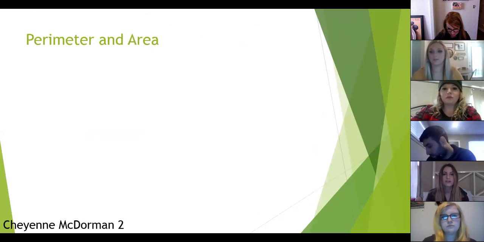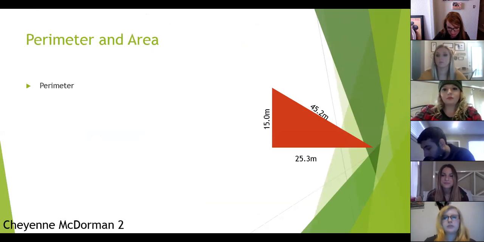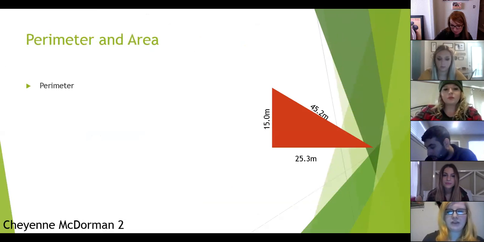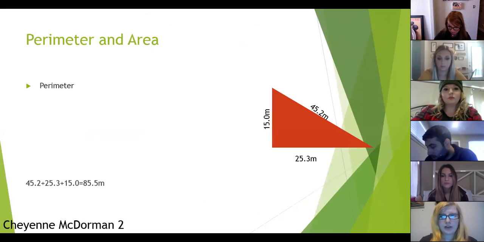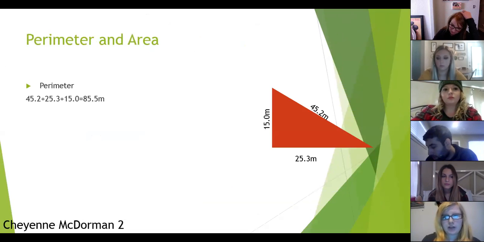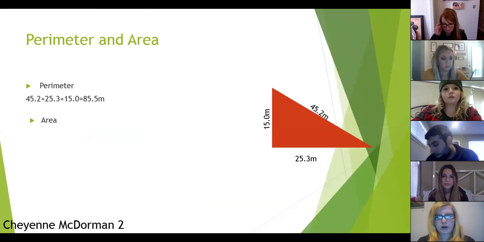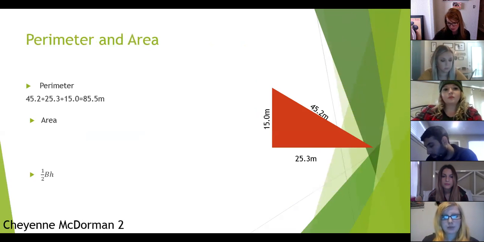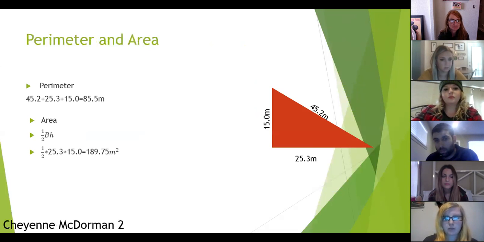Cheyenne, what is the perimeter and area of this figure? Well, to find the perimeter of this triangle, we need to add up all the sides. So you add up 15, 25.3, and 45.2, which will give you 85.5 meters. To find the area, we need to use the formula 1/2 times base times height. So we're going to take 1/2 times 25.3 times 15, which will give you 189.75 meters squared.